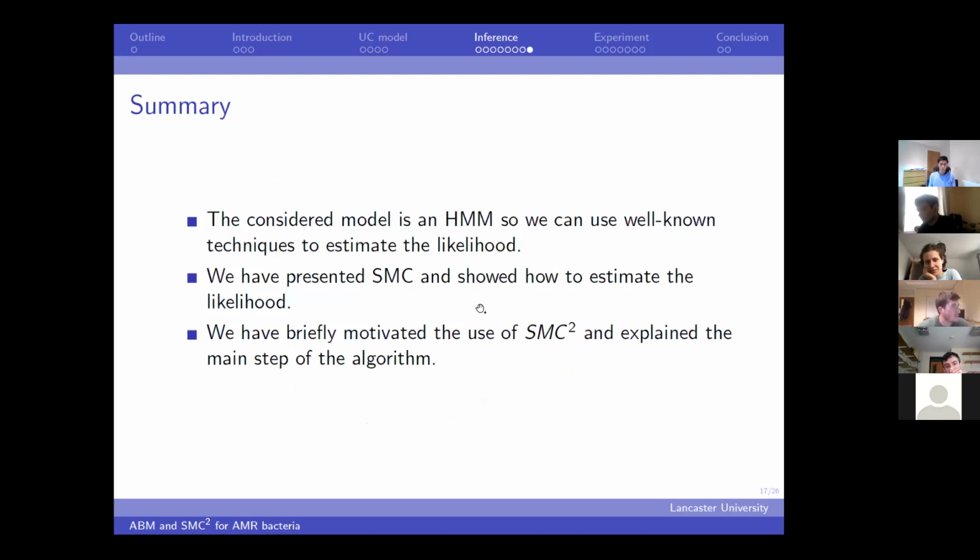So to summarize this section, what we did was to show that the way in which we have built the UC model is an HMM, and so we have well-known techniques to estimate the likelihood. And in particular, I introduced SMC to show you how to estimate the likelihood with SMC. But that was just to introduce the actual inference algorithm, which is SMC², which is just a more complicated version of SMC, where we are intuitively running an SMC for the parameters and an SMC for the epidemic.